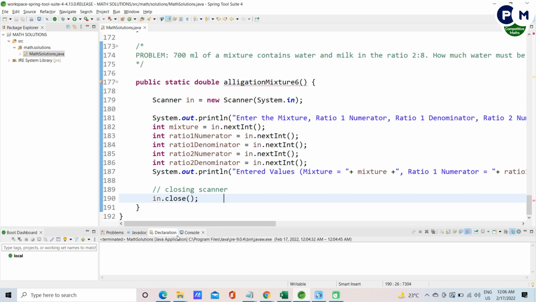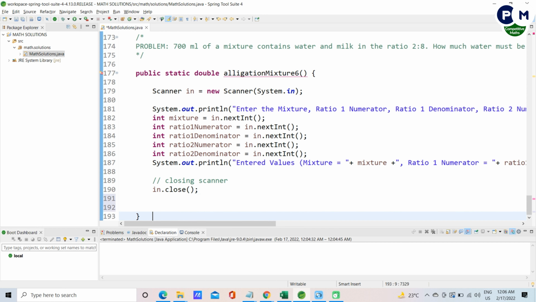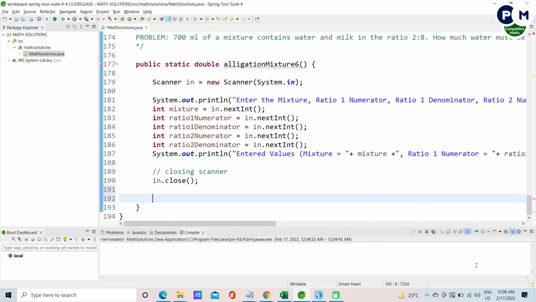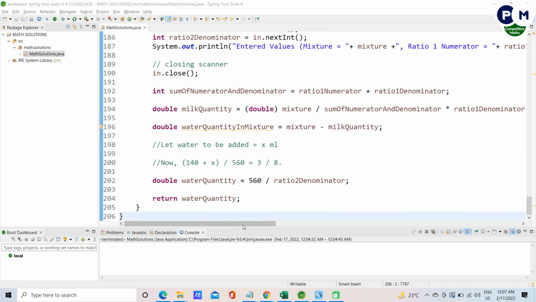Next, the sum of numerator and denominator is the sum of ratio 1 numerator and ratio 1 denominator. Next, the milk quantity is calculated as the mixture divided by the sum of numerator and denominator, multiplied by ratio 1 denominator. Next, the water quantity in mixture equals mixture minus milk quantity.